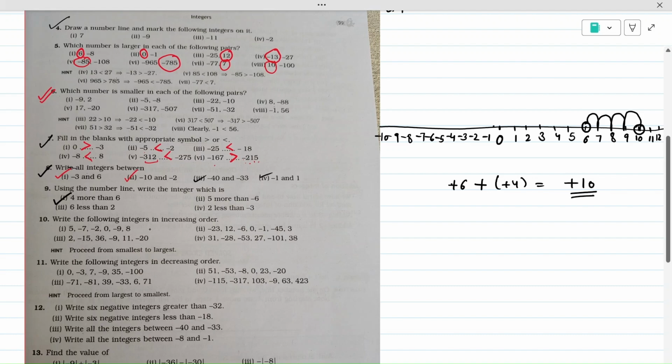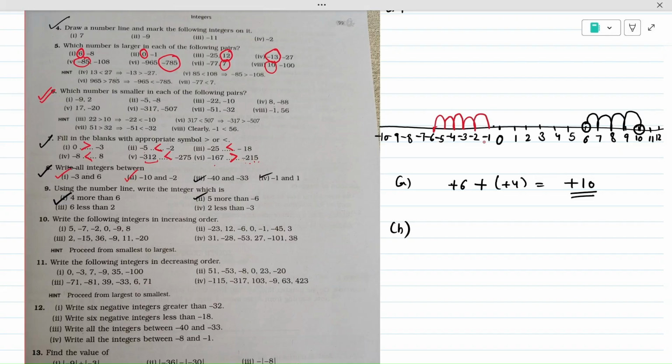Okay. Next, let me do the second question. 5 more than minus 6. This was the A part. Now let's move to the B part. We have 5 more than minus 6. So I'm marking this with red. Currently we are at minus 6 and we have to move 5 steps more. So this is 1, 2, 3, 4 and 5.